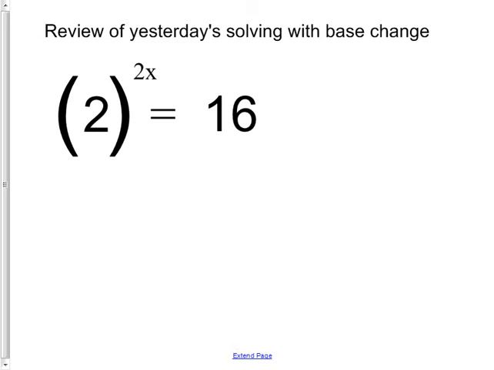This is just a reminder of yesterday. We did base change. Remember how the bases here are not the same, but we could make them the same? Do it. Solve this by doing a base change. That's already a 2. Doesn't need to change. But that one does.